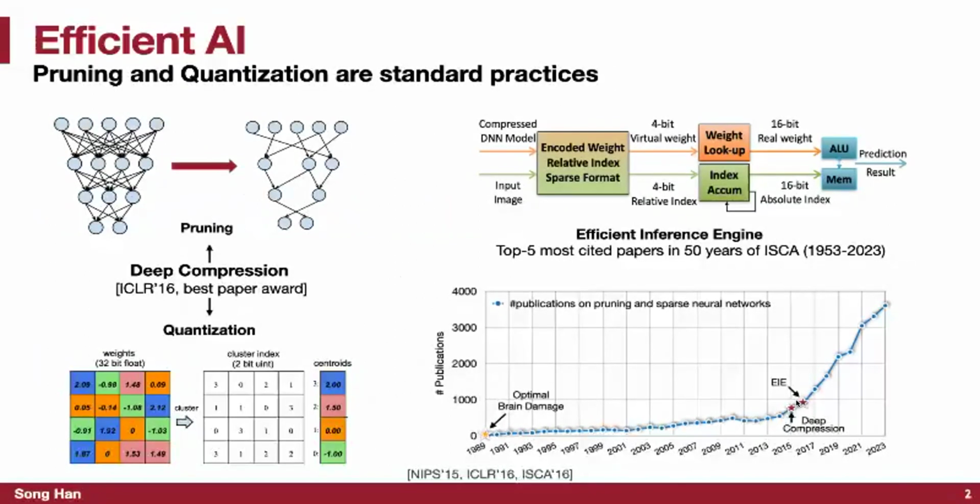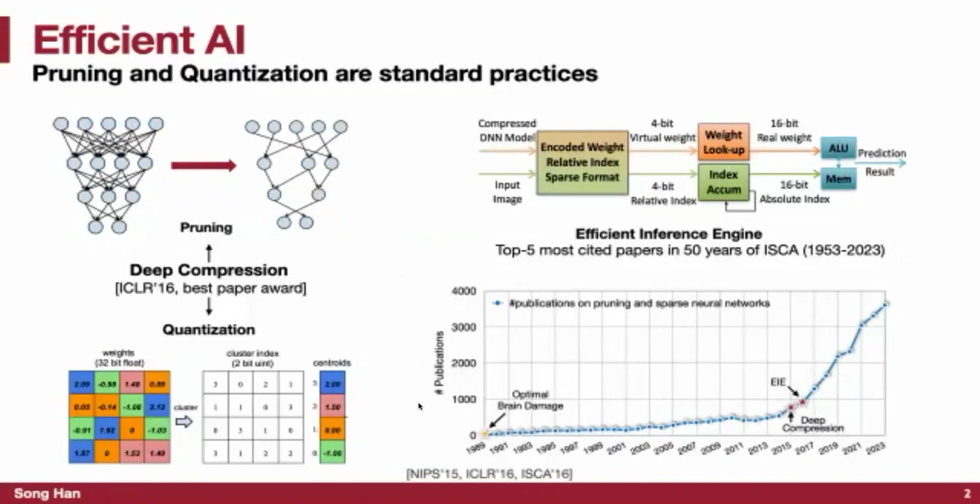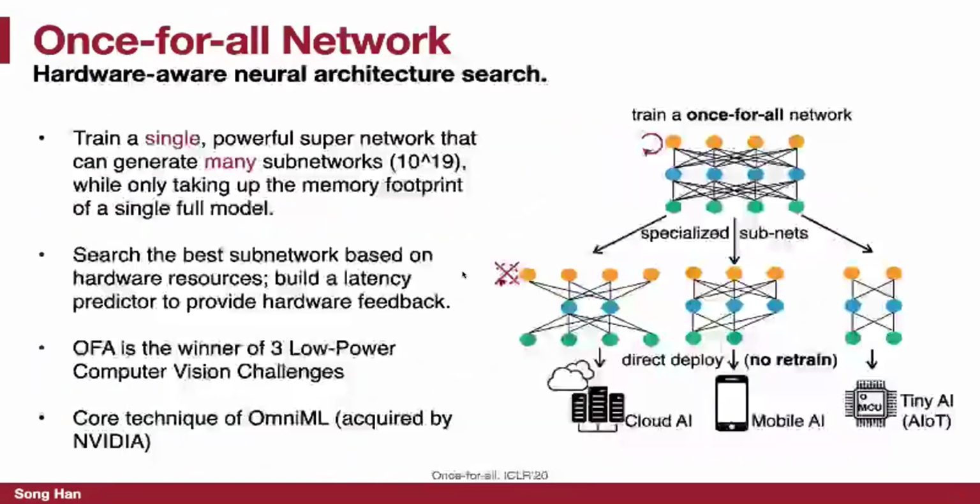And recently, pruning and sparsity are getting quite popular with respect to the number of publications. So that's some background. Later, I worked on neural architecture search, basically the once-for-all network, where you can train one network, and surprisingly, you can get 10 to the 19th different subnetworks that can independently operate. So then we can search for the best subnetwork based on the hardware resources to enable such hardware-aware neural architecture search.